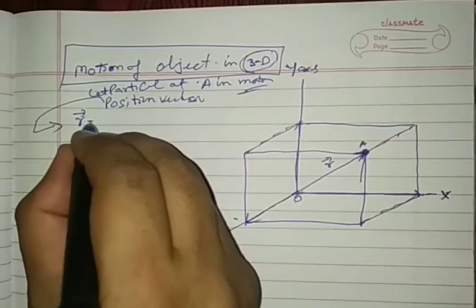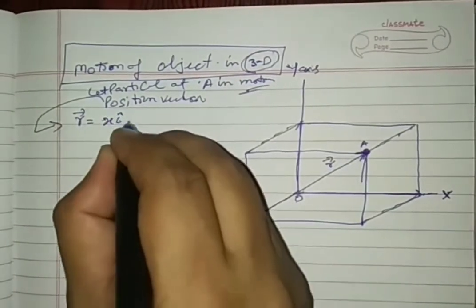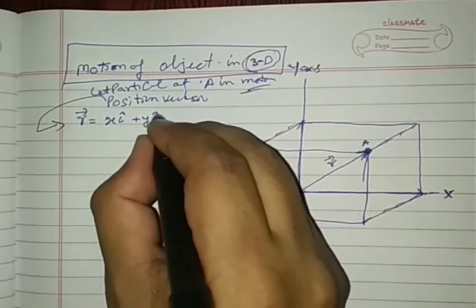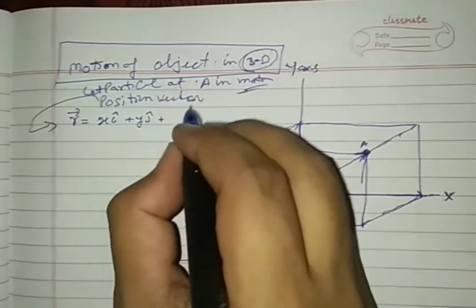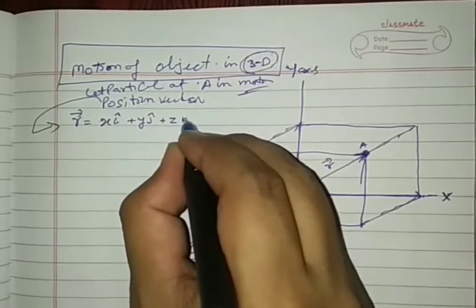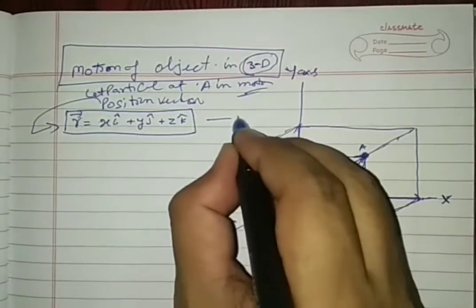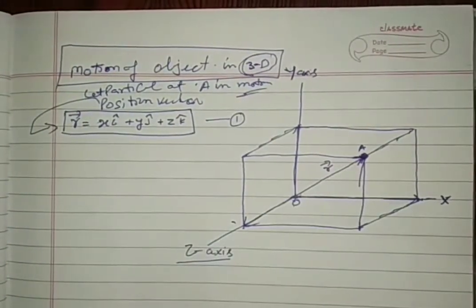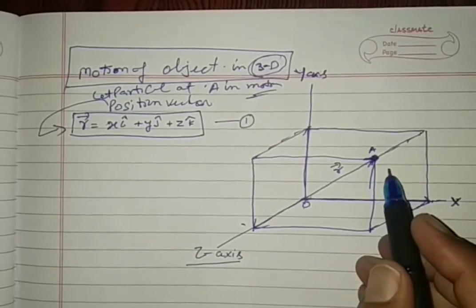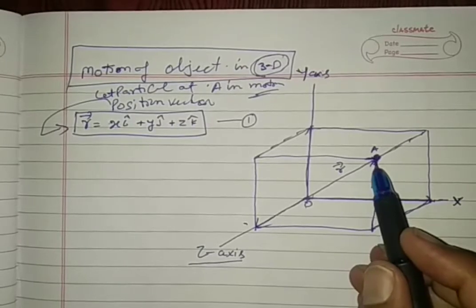So along the x-axis, its magnitude is small x into unit vector i; along the y-axis, its magnitude is y, and along the z-axis, let its magnitude be z, and the unit vector along this is k. So this is called the position vector in terms of i, j, k in 3 dimensions. This is the position of the particle in the beginning of the motion. See my words very carefully: in the beginning of motion, at the starting point.